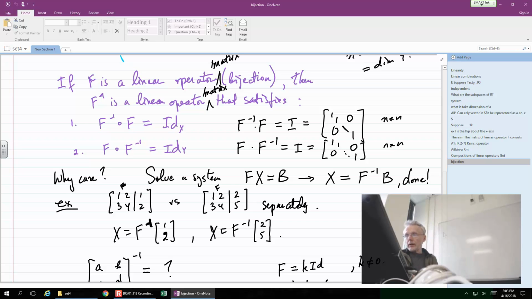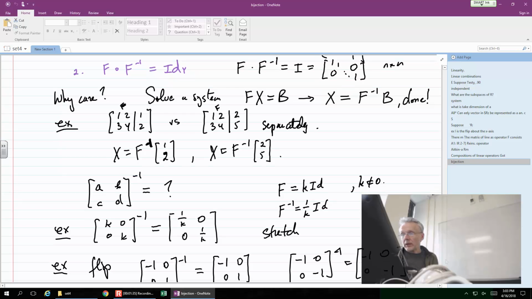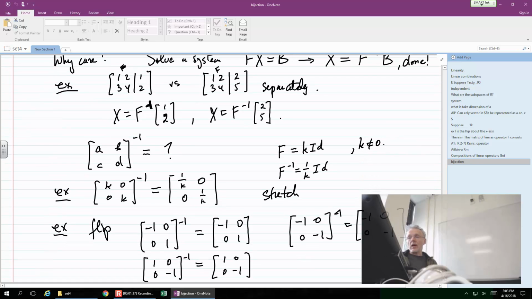Sometimes it's easy. I mean, if you have a rotation, you can say what its inverse should be. If you have a stretch, you shrink. If you have a shrink, you stretch. Rotation, the opposite direction. A flip is the inverse of itself. Two flips, you come back. So these things are easier to understand if you think about them as functions rather than special kinds of numbers.